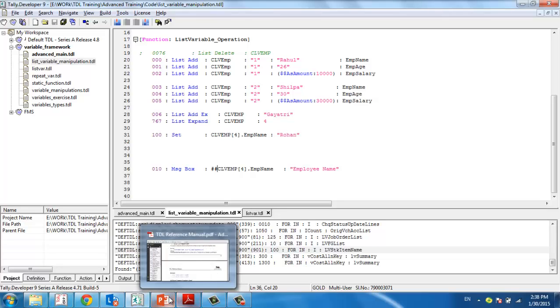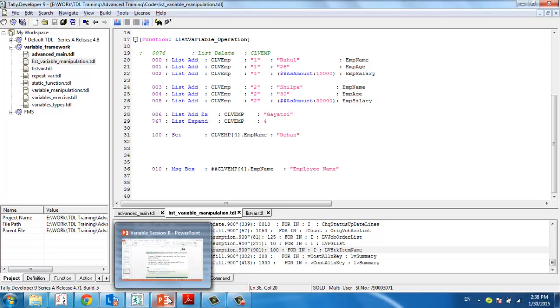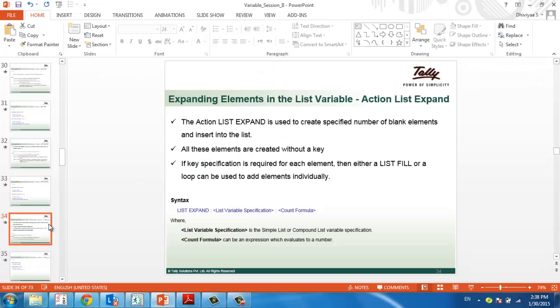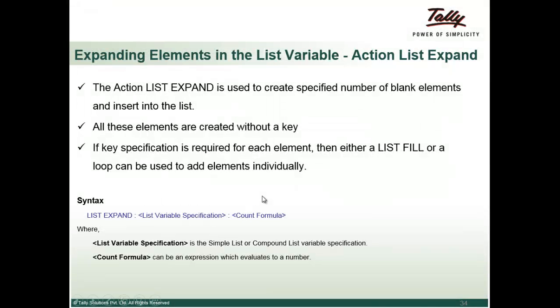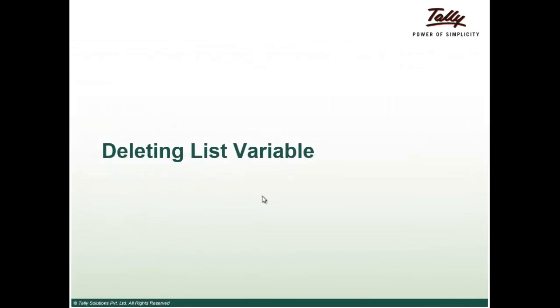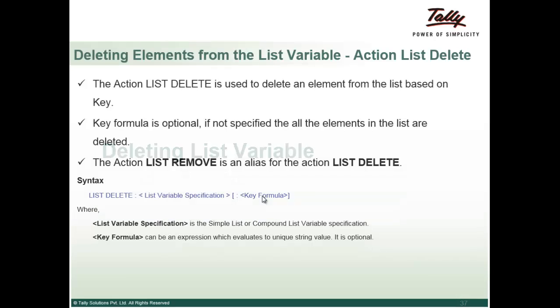So next we will move on. These are the three actions which are available through which you can add elements to the list variable. Now we will see how to delete the list variable. So now we have added, now we'll see how to delete.